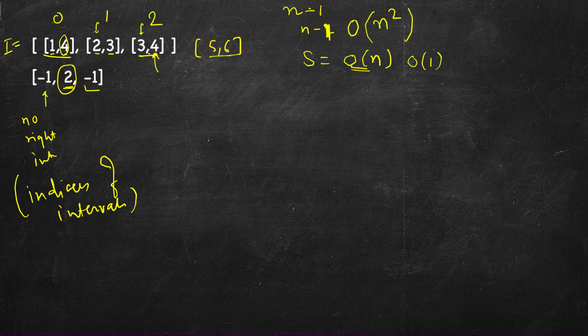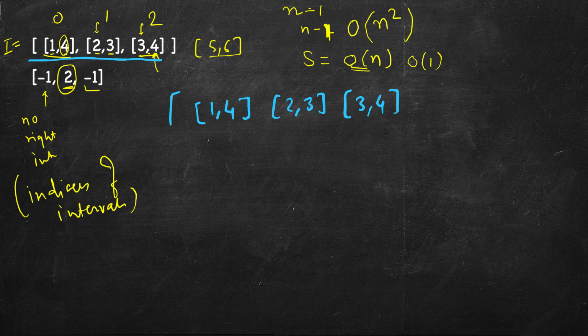So can we do better? And yes, you may have guessed the immediate solution that comes to mind: what if we sort these intervals based on their start times? After sorting, we will get 1, 4, 2, 3. In fact, in this case they were already sorted, but it may not be the case in other examples.